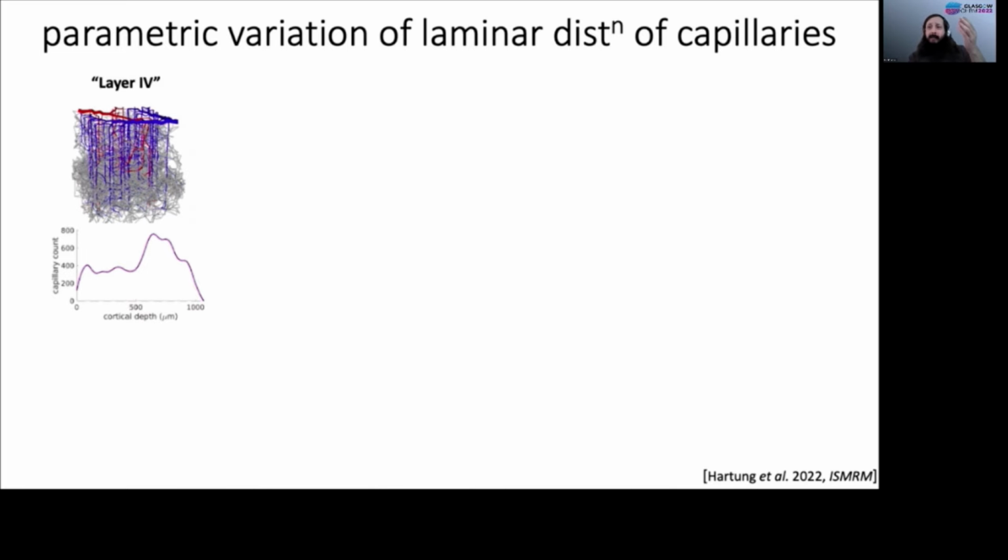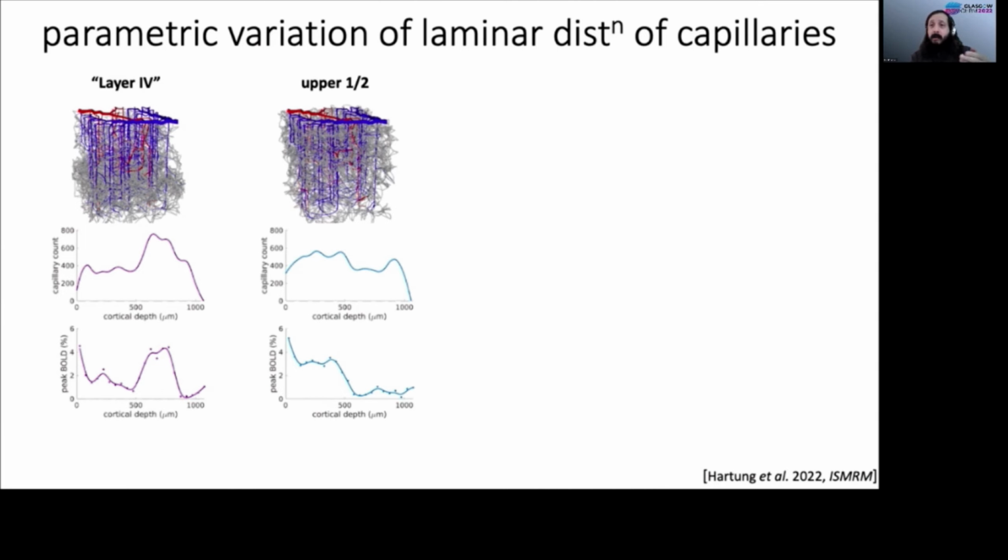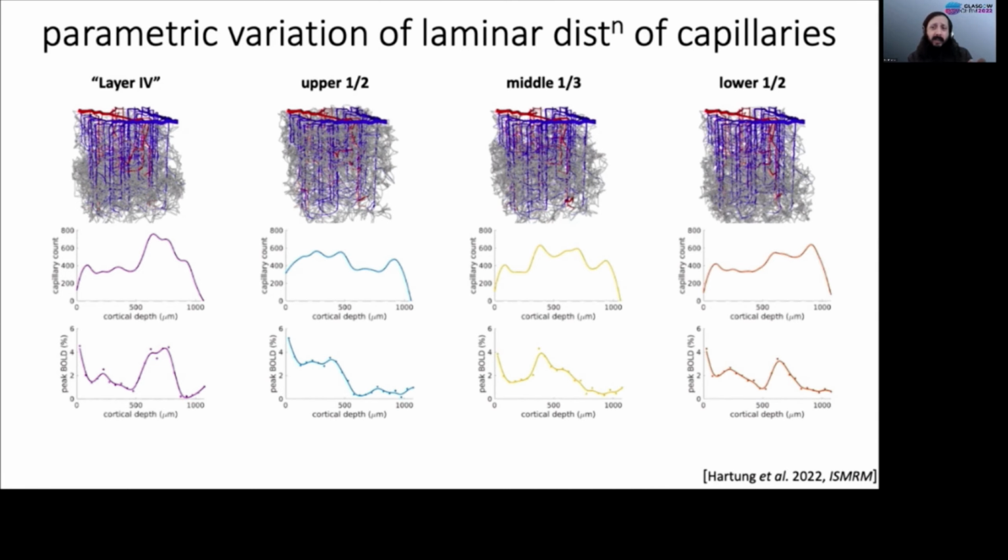So if we start with maximal capillary density in layer 4, which can be seen in this rendering and in the histogram below, our simulation shows that the resulting BOLD response amplitude peaks at the pial surface, but it exhibits a bump or local peak in layer 4, even if we assume that the neural activity is the same across all cortical depths. From there, we can synthesize additional vascular models in which we've moved the peak capillary density to the upper half of the cortex, to the middle third, to the lower half, and in each case, the BOLD peak follows the capillary density peak.